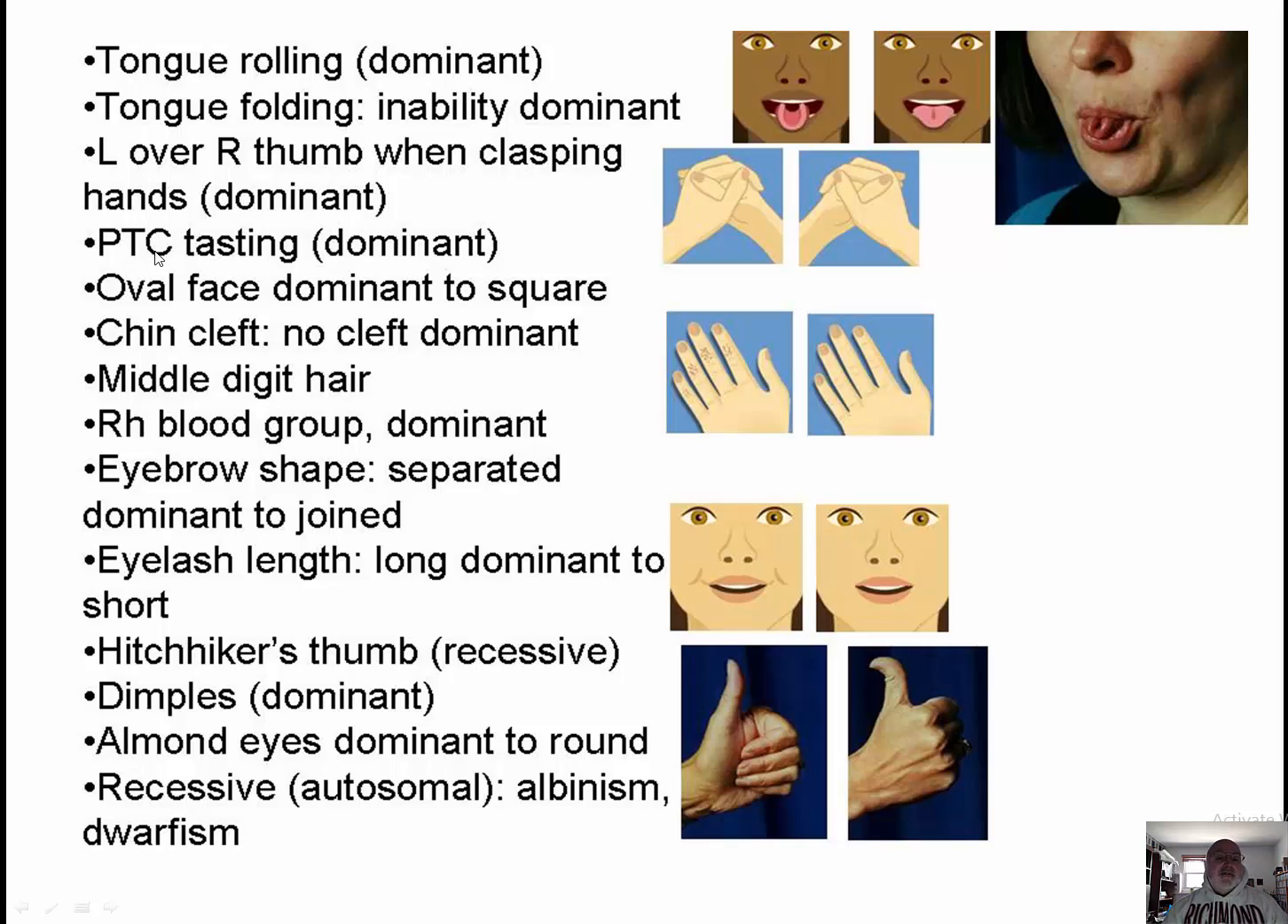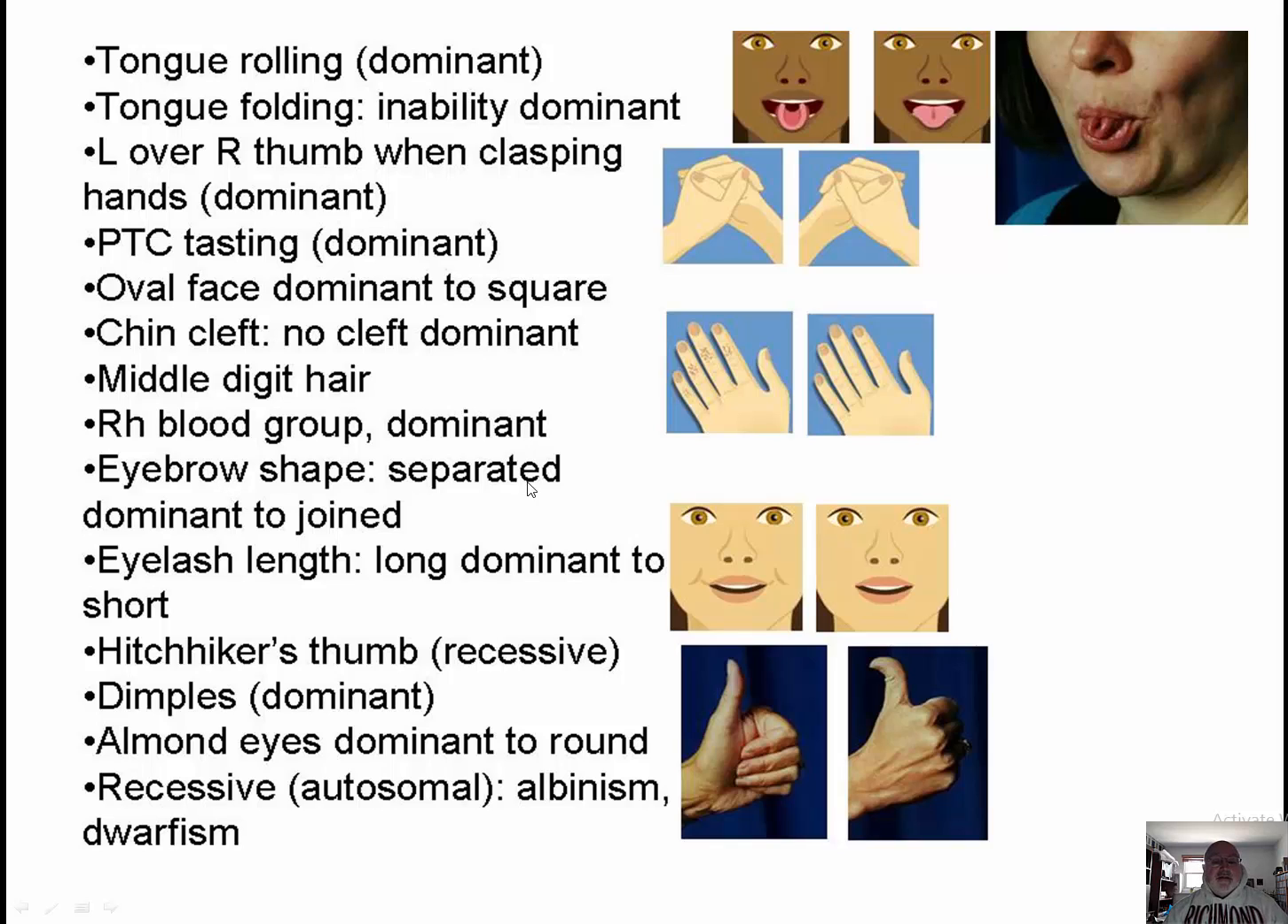PTC, this is a chemical that you can put on paper and put on your tongue. Most people can taste it. Most people have oval faces versus square. Cleft chin, no cleft chin is dominant. Middle digit hair, this is actually on your fingers, and I think that's dominant. RH factor is dominant. That's like saying A positive, A negative, rather than just saying O.